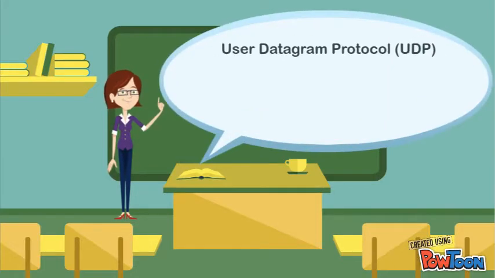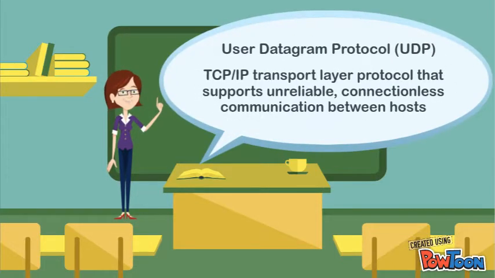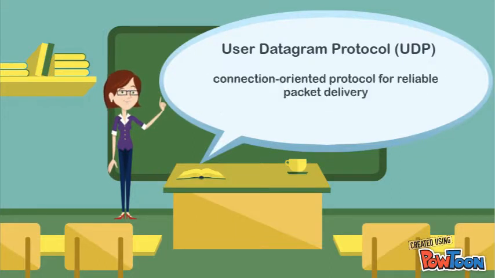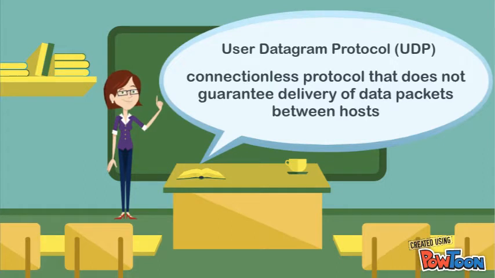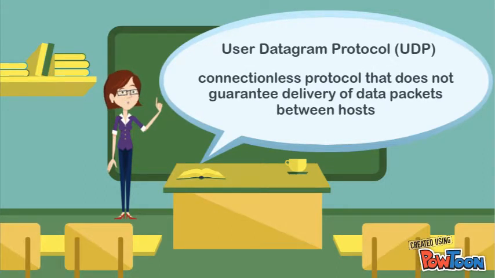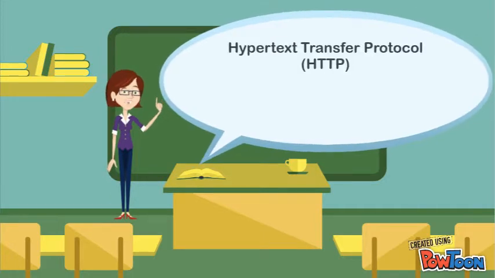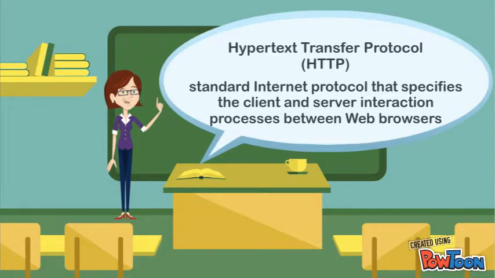Next, User Datagram Protocol, UDP, is a TCP/IP transport layer protocol that supports unreliable, connectionless communication between hosts. UDP is not a connection-oriented protocol for reliable packet delivery, because UDP is a connectionless protocol that does not guarantee delivery of data packets between hosts. Last, Hypertext Transfer Protocol, HTTP, is a standard Internet protocol that specifies the client and server interaction processes between web browsers.